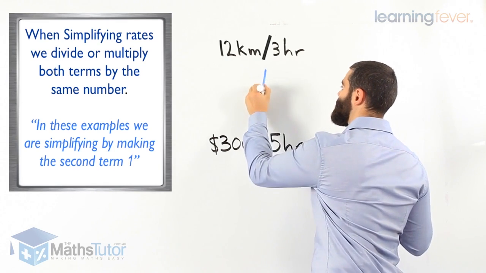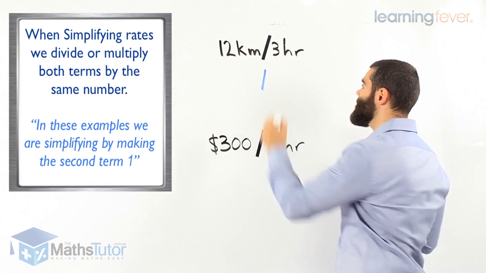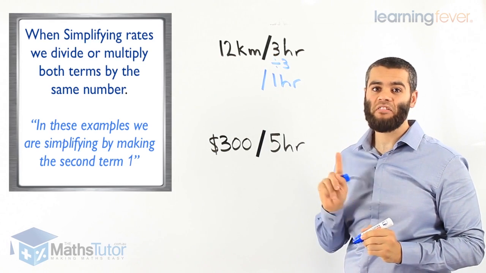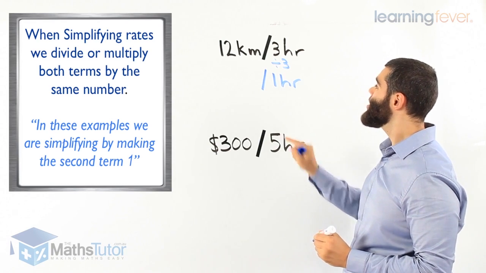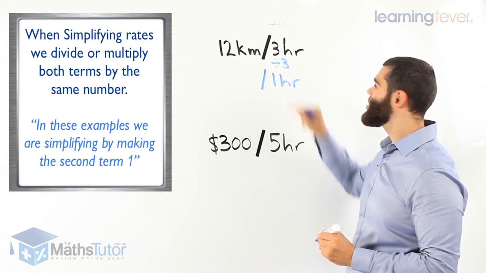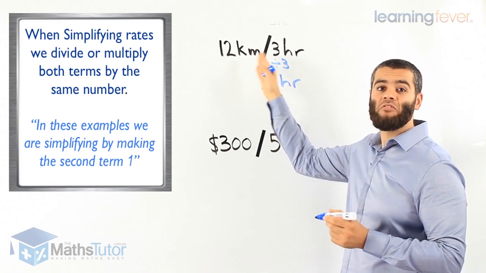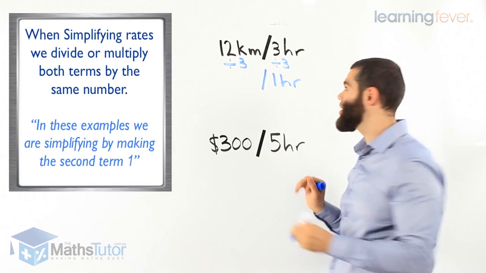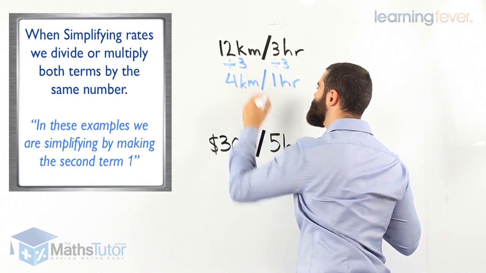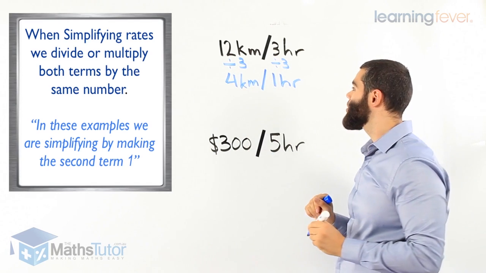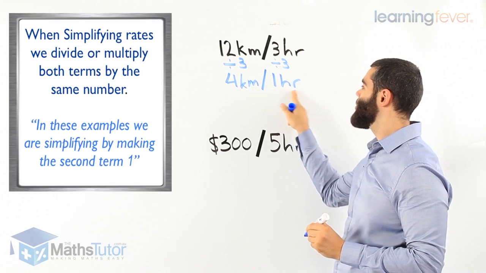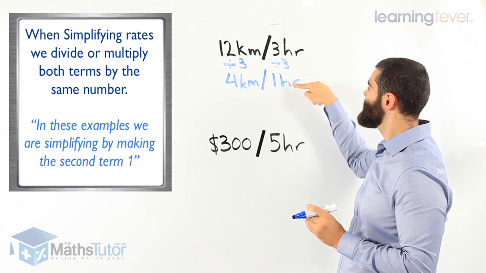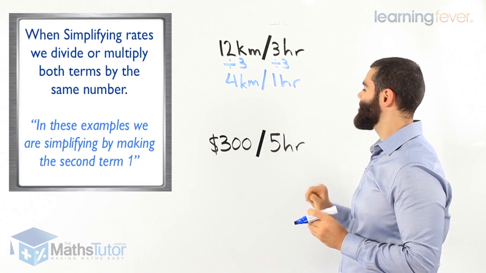Let's see. To make 3 hours into 1 hour, we are going to divide by 3. We want to make it per hour. It's the best way to simplify rates. 3 hours to 1 hour, we divide by 3. Remember, what we do to one side, we must do to the other side. 12 kilometers divided by 3, 4 kilometers per hour. So the speed is 4 kilometers per hour. Very easy. Always simplify by making the second unit into 1, or 1 hour in this case.